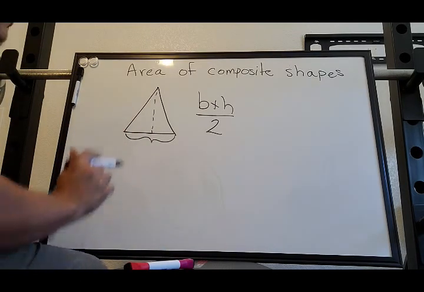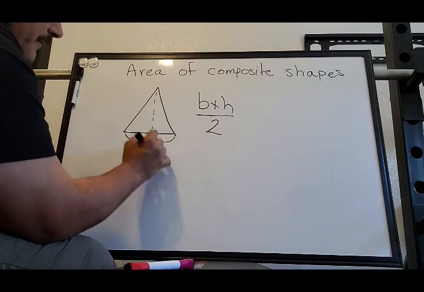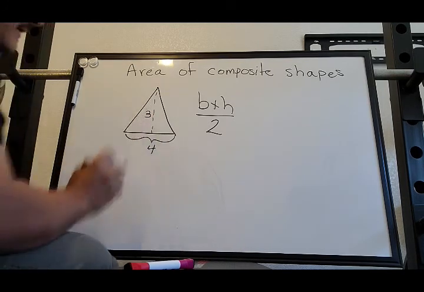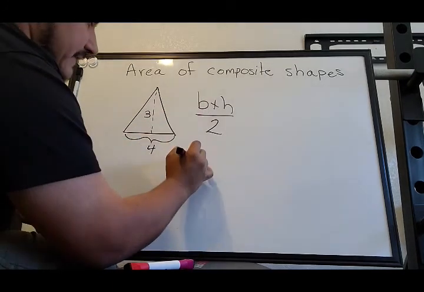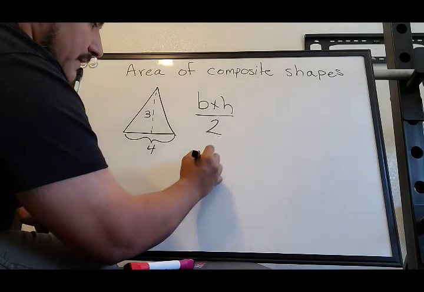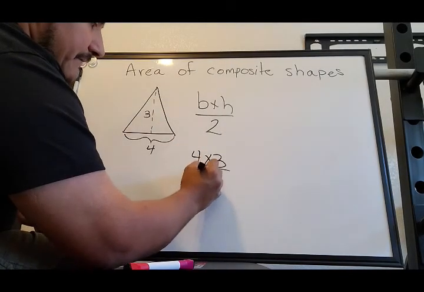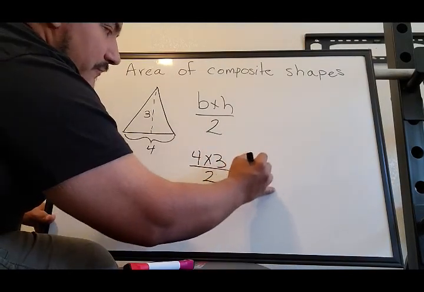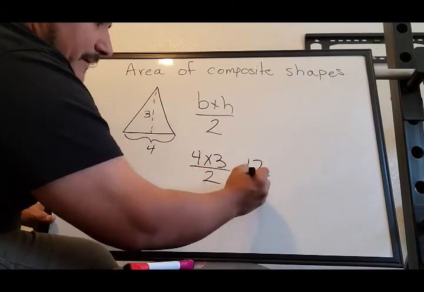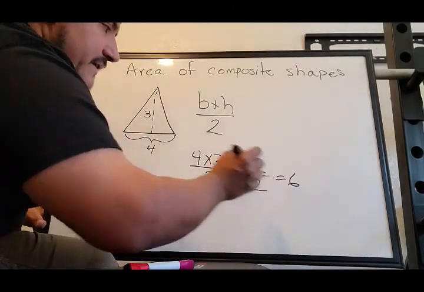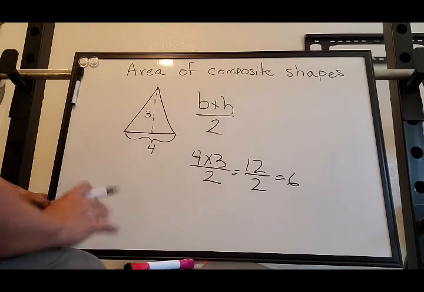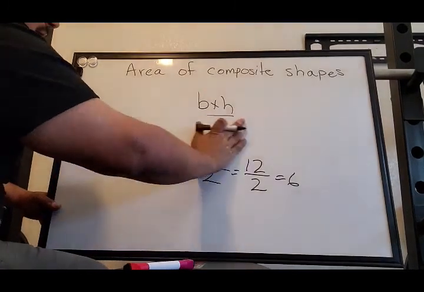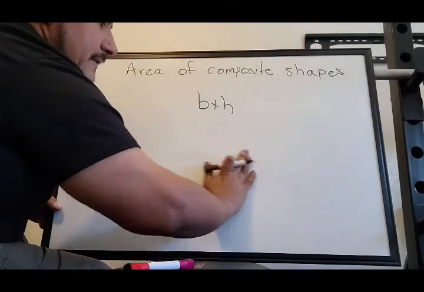Now let's work this one out quickly. If our base is 4 and our height is 3, we're going to substitute the values as 4 times 3 divided by 2. 4 times 3 is 12. 12 divided by 2 equals 6. I'll leave that right there for right now.